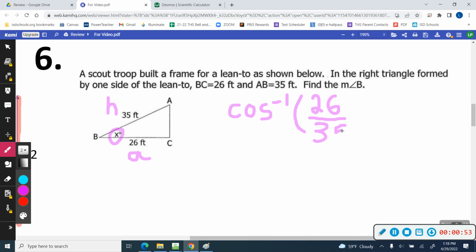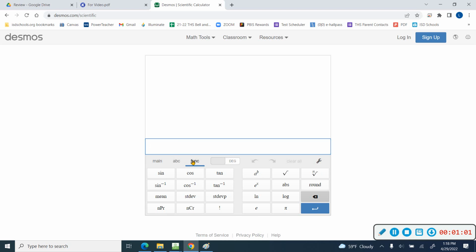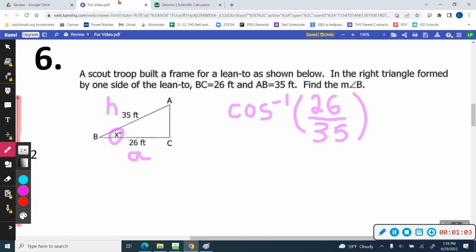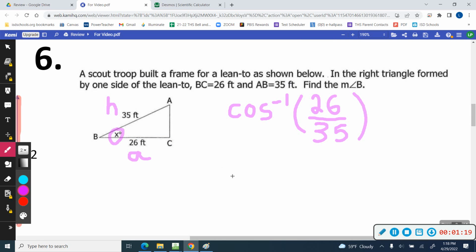I highly encourage you to get used to using Desmos Scientific Calculator. You go here, this is Desmos Scientific, go to function, cosine inverse, and we're trying to do 26 over 35 right here. And make sure this shows degrees, because notice if it's in radians you get a whole different answer. So degrees, 42.02. So I would say x is 42 degrees, which is also the measure of angle B.